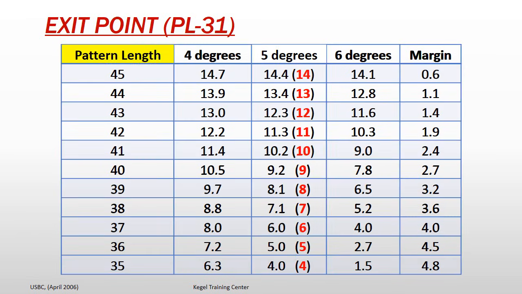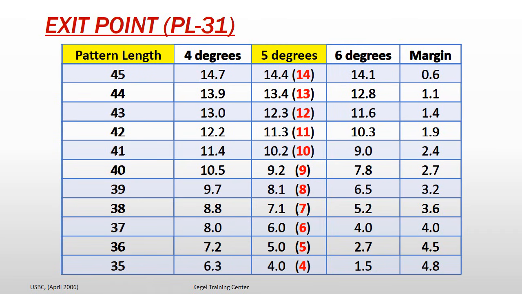Pattern length is where the lane machine stops oiling the lane. Kegel Training Center of Lake Wales, Florida discovered the PL-31 formula. They took the 5-degree figures and subtracted it from the pattern length, which revealed a common number of 31. By taking the pattern length and subtracting 31 from it, it would equal the board number at that oil length to where you should be playing for a strike. This is the PL-31 formula.